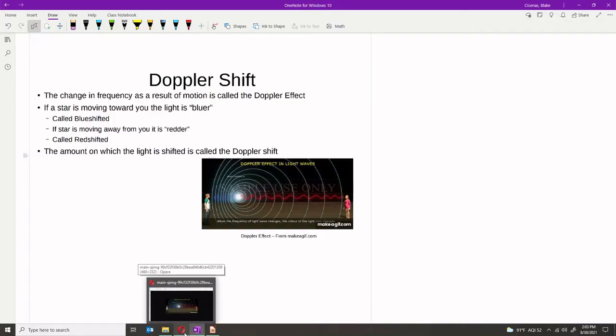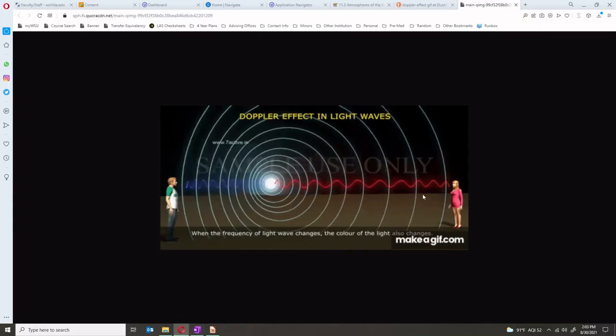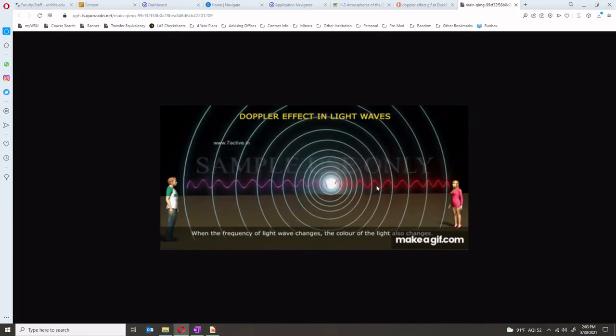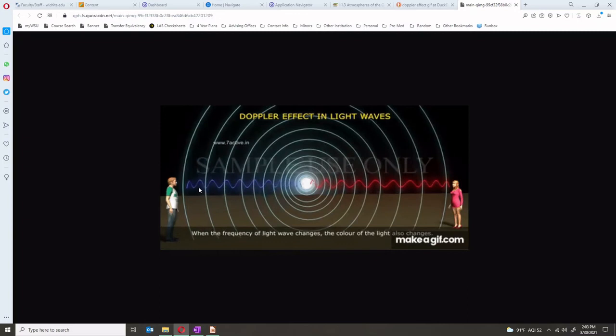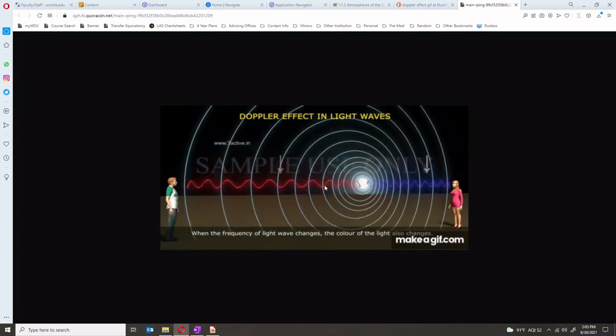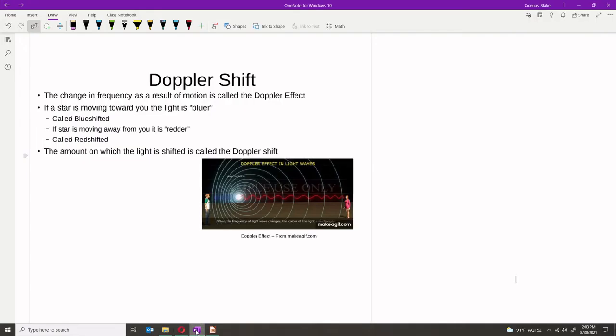So by looking at, say, a star's color, we can actually figure out what direction it's moving, either further away from us or closer to us. So we have blue shift and red shift. Remember, the blue is where it's coming towards you. See how it's red and shifting to blue? That's the blue shift. That's how we know the star is moving towards you. And see how this blue is shifting to red? That's the red shift. That's how we know the star is moving away from you. And this is called, of course, the Doppler shift.